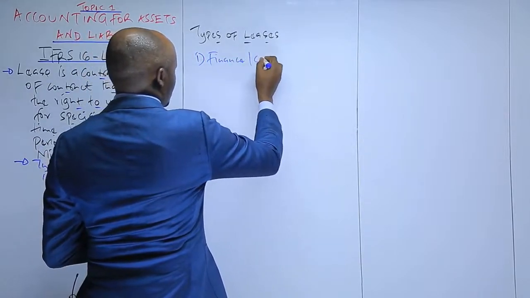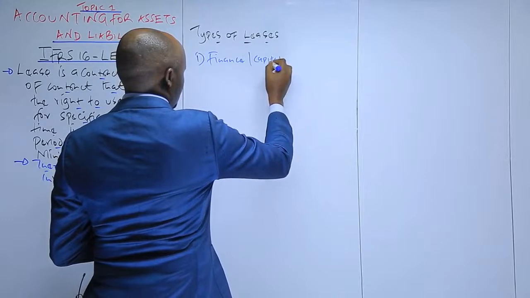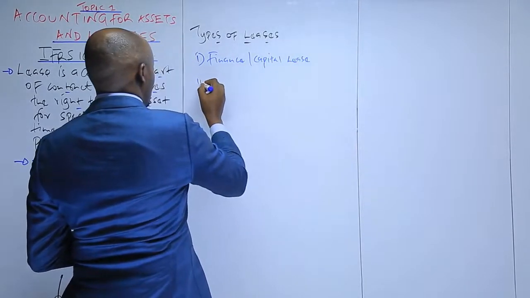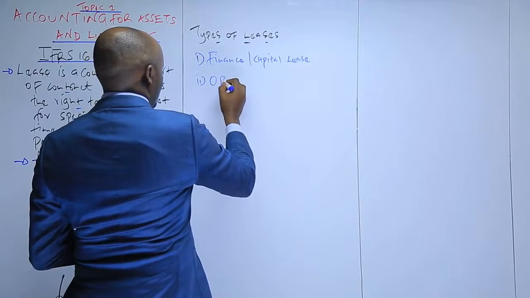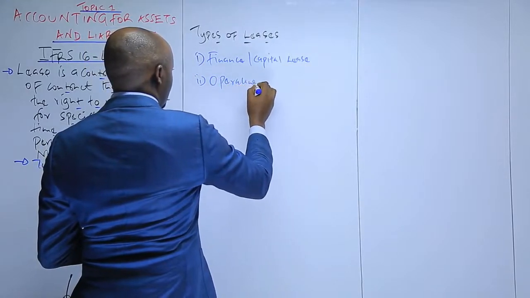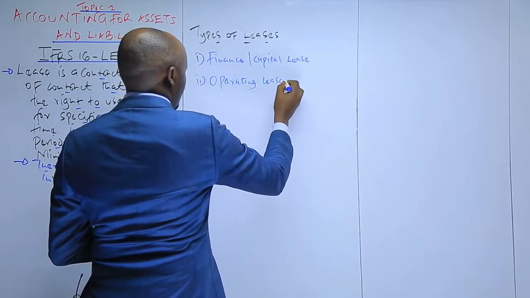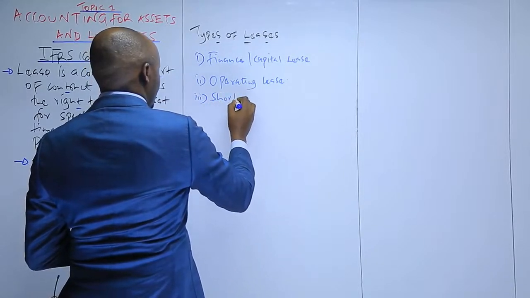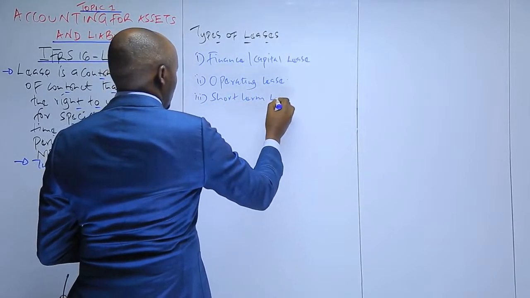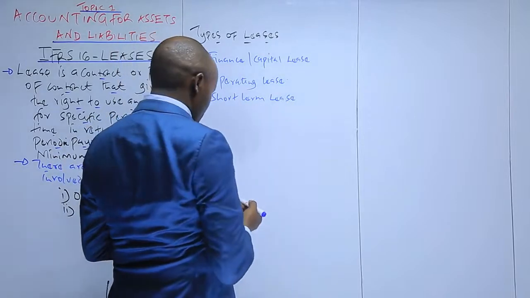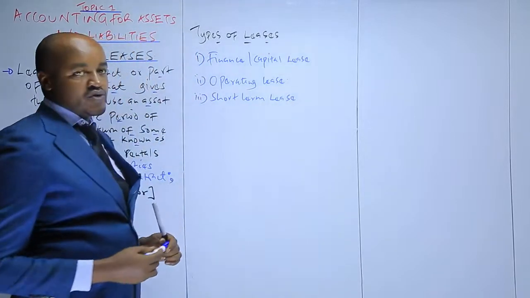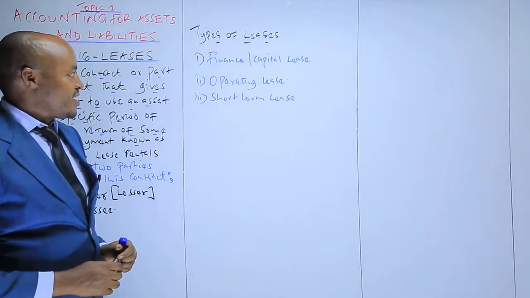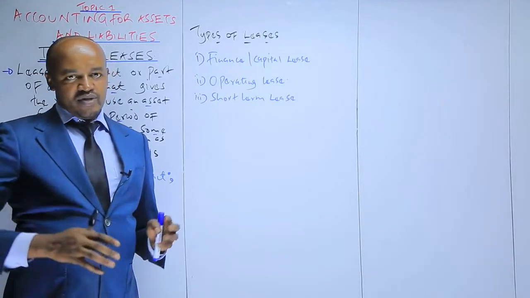Some books refer to this as a capital lease. And number two, we have what we refer to as an operating lease. And then number three, we have what we refer to as the short-term lease. So therefore, leases are classified into those three categories.